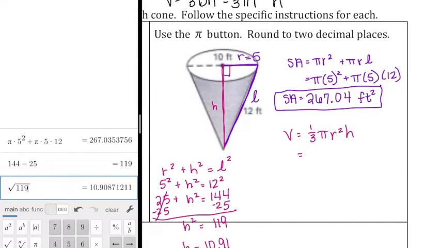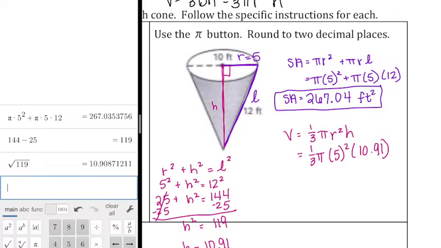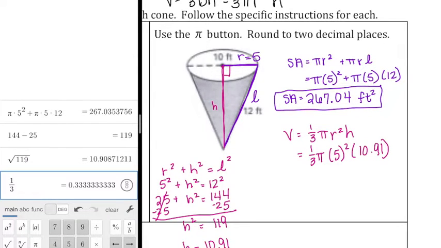Now let's plug this stuff in. My radius was 5 and my height was 10.91. So I'm going to go to the calculator with my pi button, as my directions say. 1/3 times pi times 5 squared times 10.91. And that gives me a volume of about 285.62. Volume is 3-dimensional, so that is in cubic feet.